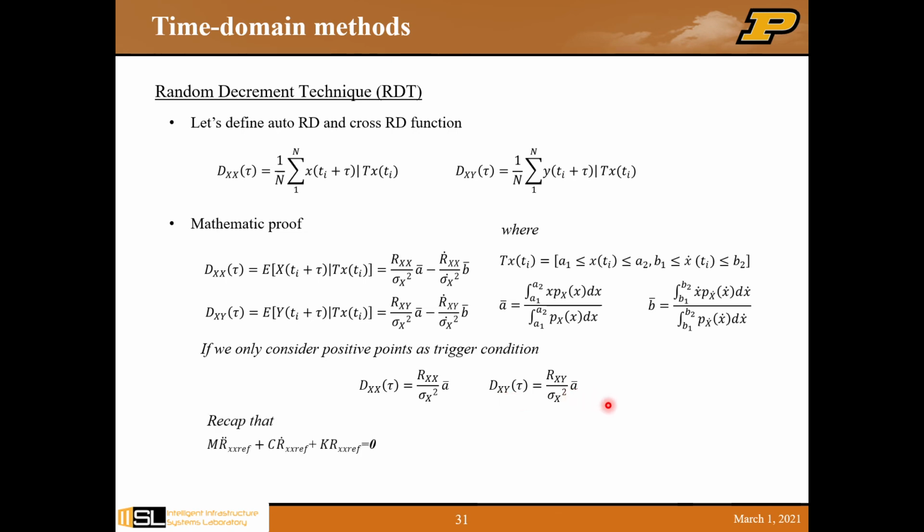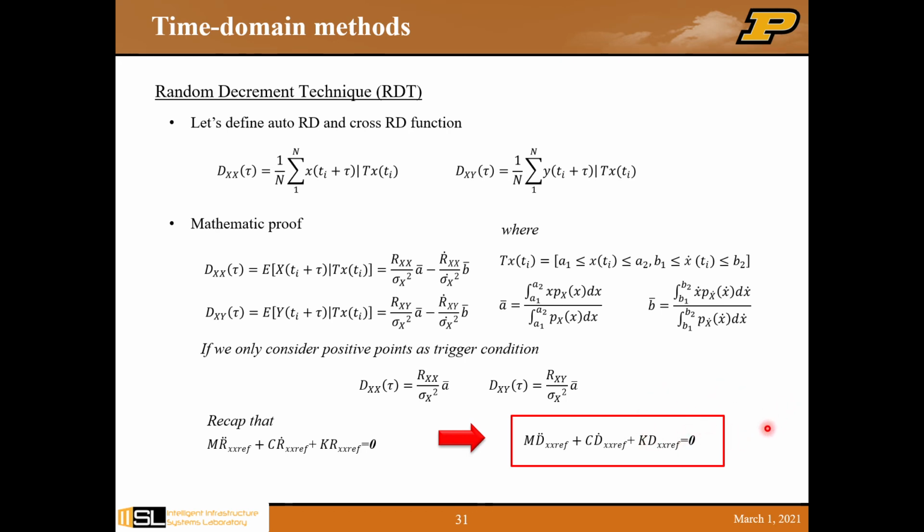And recall that in the previous strategy, we can use cross correlation as approximate free vibration data. And equivalently, we can also use the random decrement function to satisfy this homogeneous differential equation and use the RD function as the free vibration data. So in the end, we can also use RD function results as the input to ERA or SSI or other strategies to do modal analysis.